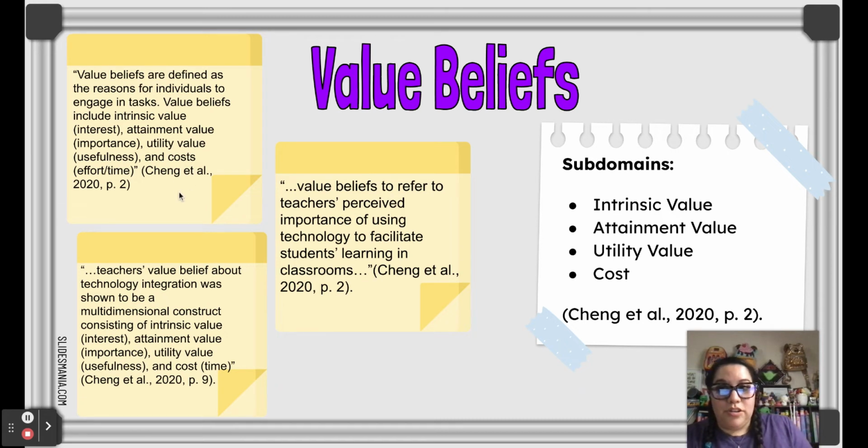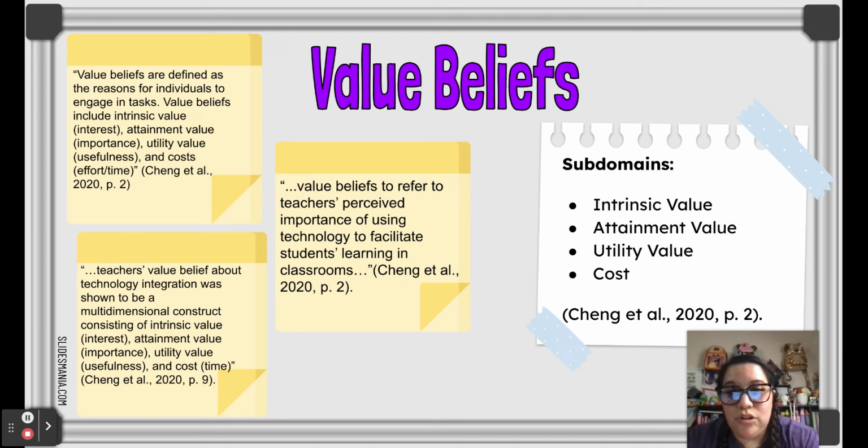So, according to Dr. Chang's article, value beliefs are defined as the reasons for individuals to engage in tasks. Value beliefs, again, include intrinsic value, which is interest, attainment value, which is importance, utility value, which is usefulness, and cost, in this case, is effort and time. Value beliefs refer to teachers' perceived importance of using technology to facilitate student learning in classrooms. So, if they think it's important or not, then that's going to explain a lot about how they integrate technology.